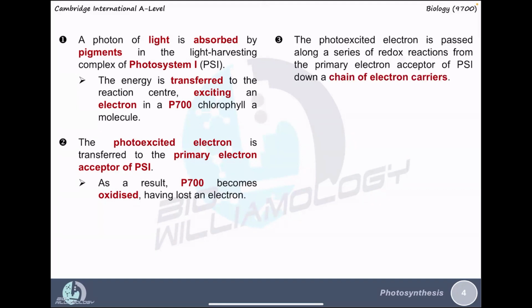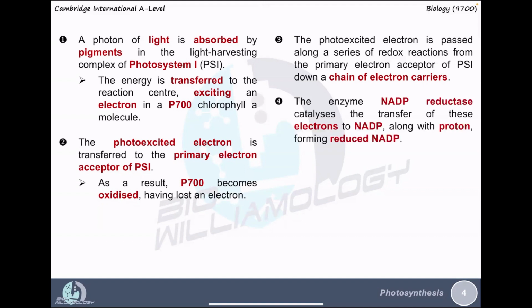So this photoexcited electron is passed along a series of electron carriers that form the electron transport chain. And finally, the enzyme NADP reductase catalyzes the transfer of this electron to NADP together with the protons to form reduced NADP. But we have to understand that due to this series of reactions, P700 now must get a replacement of electron. So from this process, reduced NADP is produced, and reduced NADP is used in the Calvin cycle later.